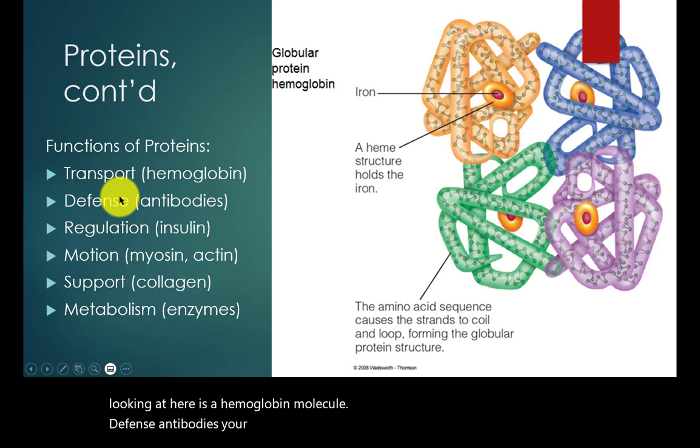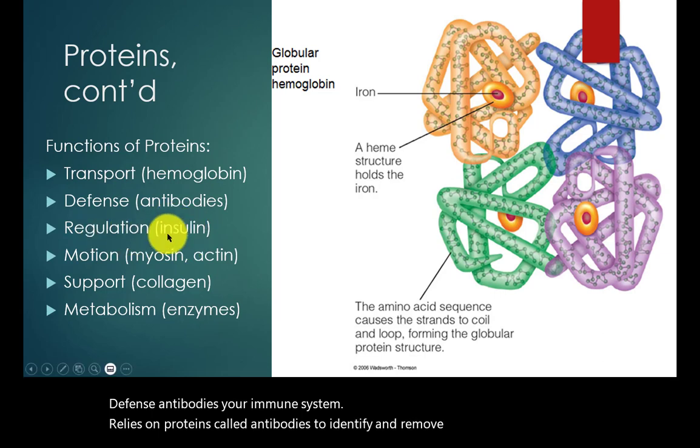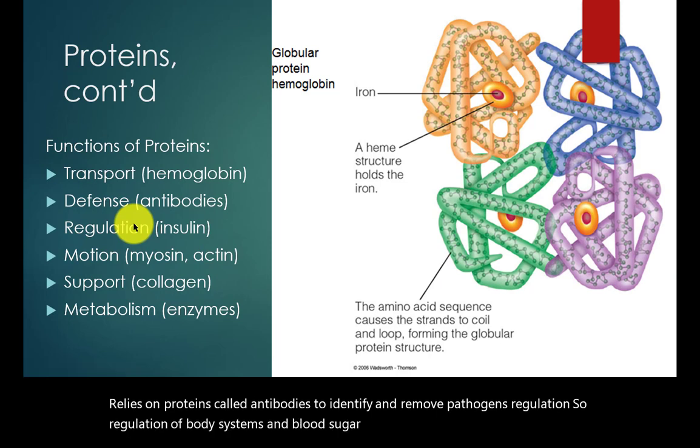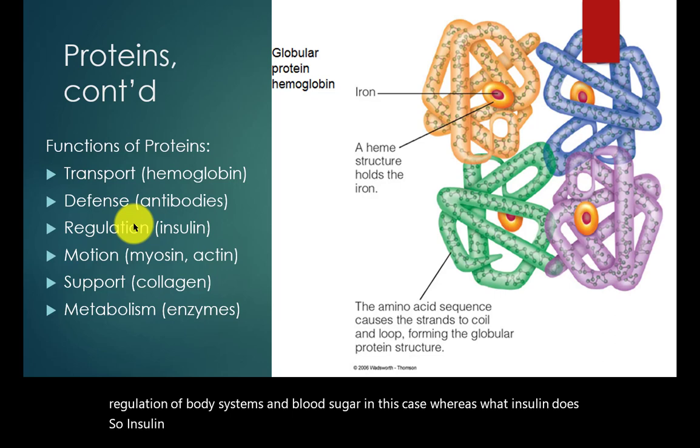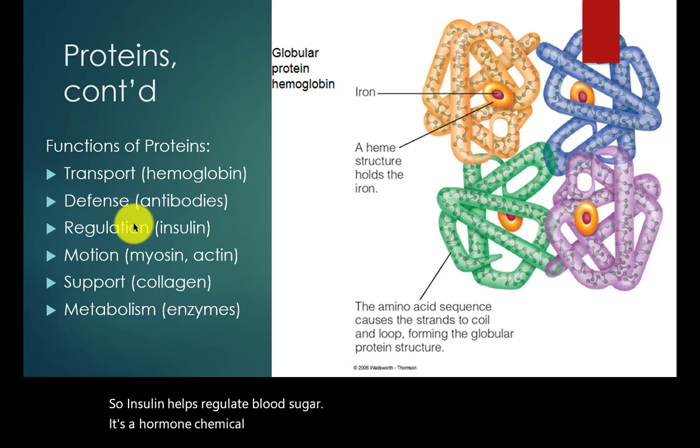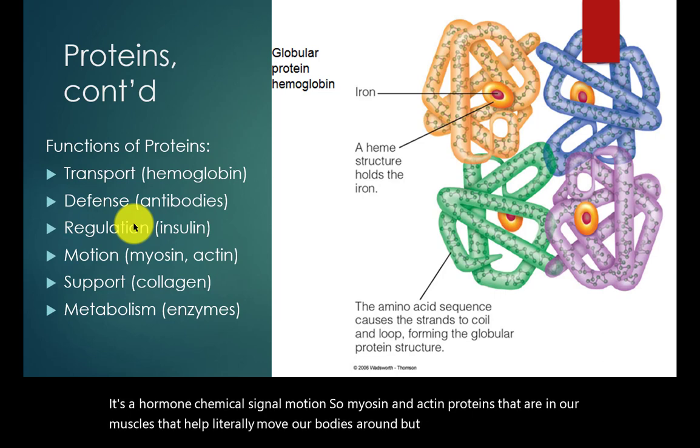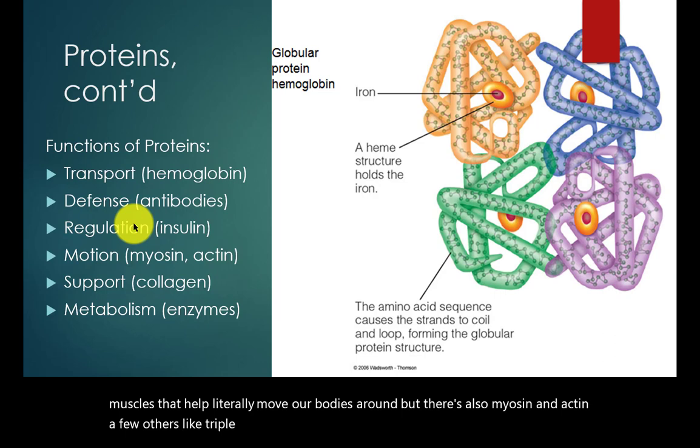Defense, antibodies. Your immune system relies on proteins called antibodies to identify and remove pathogens. Regulation. So regulation of body systems and blood sugar in this case, which is what insulin does. So insulin helps regulate blood sugar. It's a hormone. It's a chemical signal. Motion. So myosin and actin are two proteins that are in our muscles that help literally move our bodies around, but there's also myosin and actin and a few others like tropomyosin and dynein and other proteins that have functions within an individual cell.